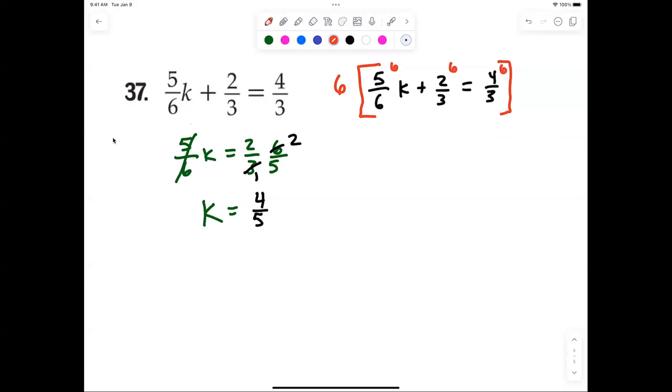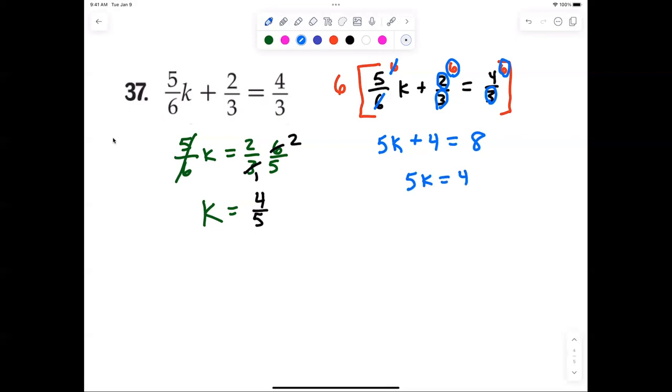All right, come on now. Now, when I do that, this 6 crosses out with this 6, so I'm left with 5k. Again, 6 divided by 3 is what? Times this 2 plus 4 equals, what is 6 divided by 3 times 4? 8. Look at that. Now it's easier. Now all I have to do is subtract what? Subtract what? 4. 5k equals 4.